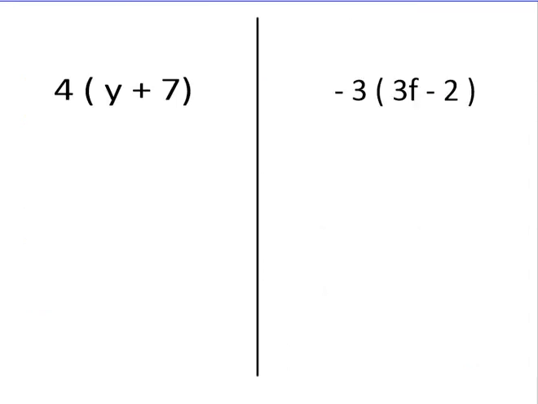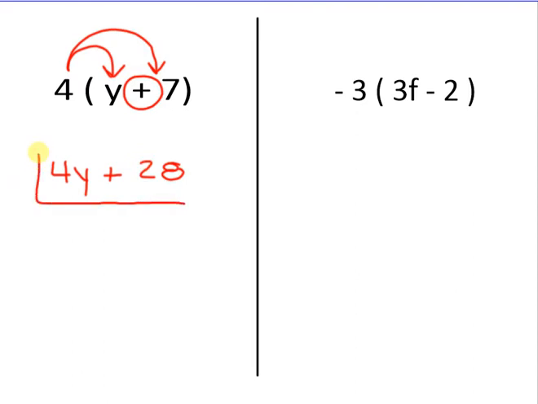All right, so let's try some examples of that. So here's forwards distributive property because I have a number outside that I need to distribute to the inside. So I need to do 4 times y, which is 4y. My operation is addition, so I'm going to write plus, and then 4 times 7 is 28. I cannot go any further. That is my final answer.